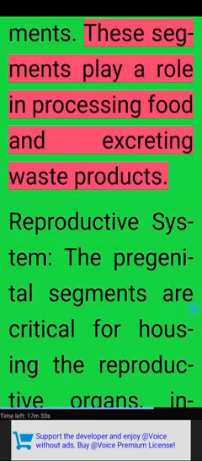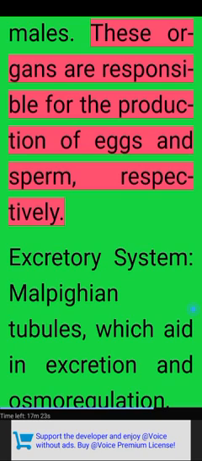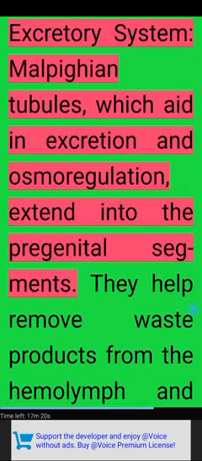Digestive system. The midgut and hindgut, responsible for digestion, nutrient absorption, and waste elimination, are located within the progenital segments. These segments play a role in processing food and excreting waste products. Reproductive system. The progenital segments are critical for housing the reproductive organs, including the ovaries in females and testes in males. These organs are responsible for the production of eggs and sperm, respectively.